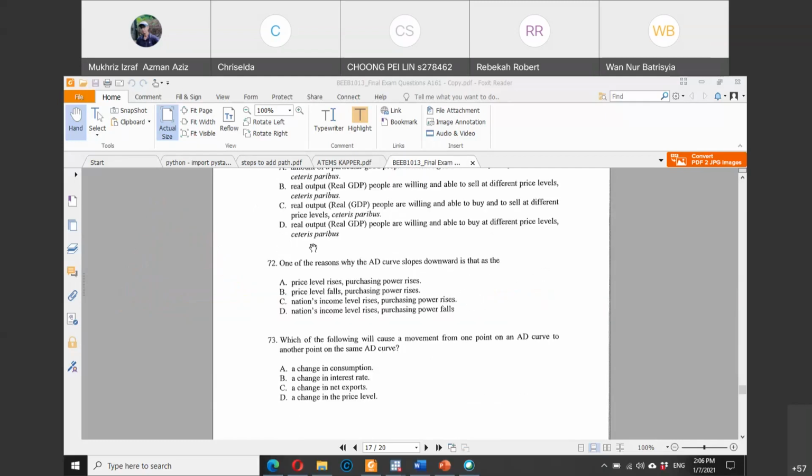Question 72: why does the aggregate demand curve slope downward? We already discussed this in your slide last Monday.